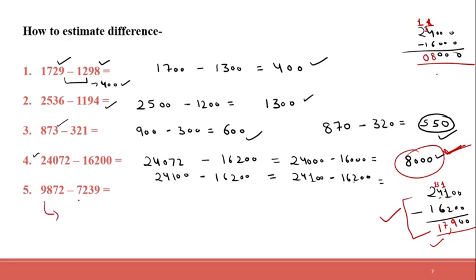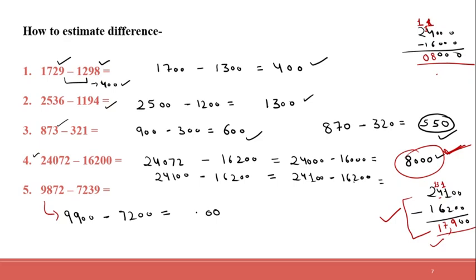So now I want you guys to do this question for me. Round it off to the nearest 100 only. Okay, so here 9800, sorry, it will become 9900, nearest 100, right? Minus 7200.